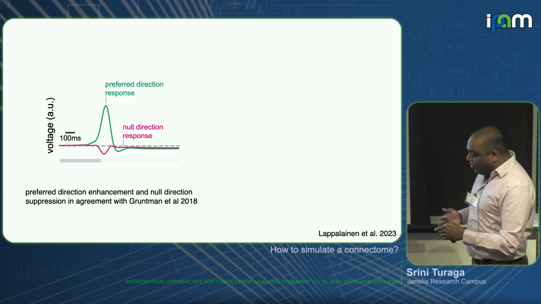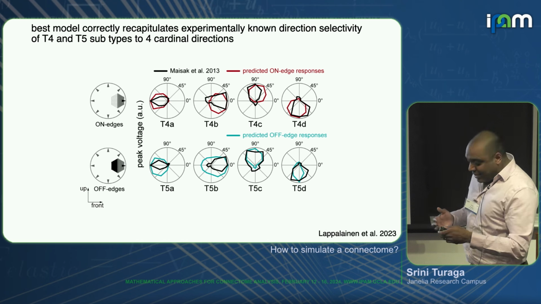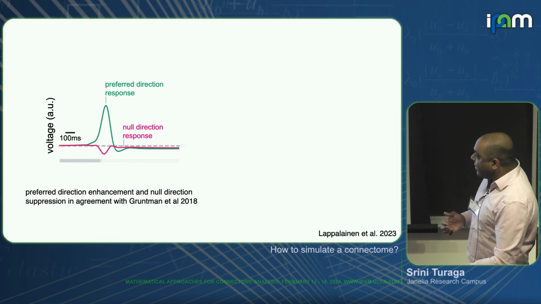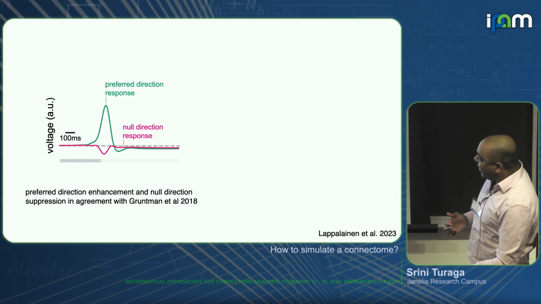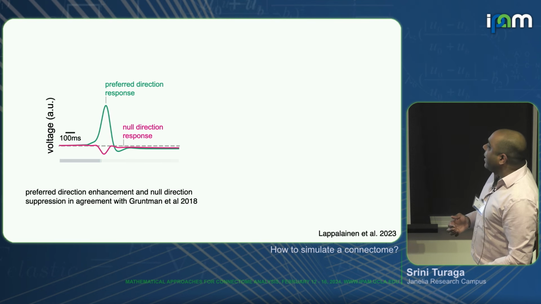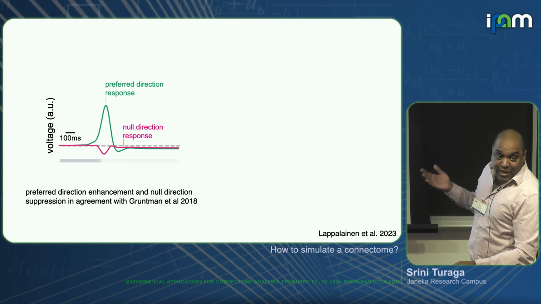And really, that's a summary. This is a summary after you do some analysis. But the actual predictions look like this. This is just a voltage trace when you take an edge and move it in one direction versus in the opposite direction for one of these neurons. This is T4C that I'm showing. And here's the stronger response in the preferred direction than in the null direction, which is the opposite direction.